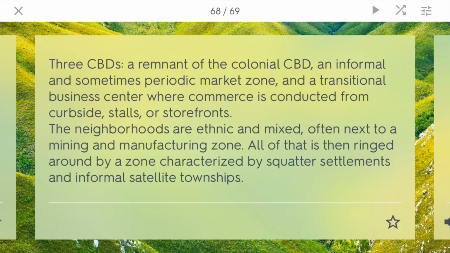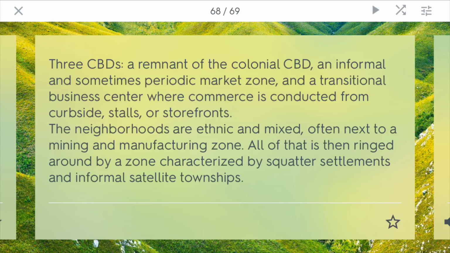It's often informal, and it sometimes has a periodic market zone that's transitional and sometimes includes different business centers wherever the commerce is conducted. So usually in African countries, it occurs in stalls in different storefronts and sometimes even near the curb. So it's not always permanent like these other cities. The neighborhoods are also ethnic and mixed. This is, of course, because of the indigenous people and the colonizers mixing.